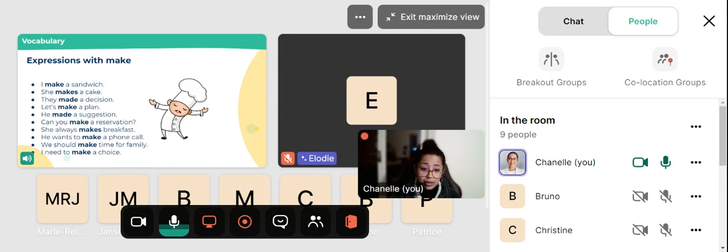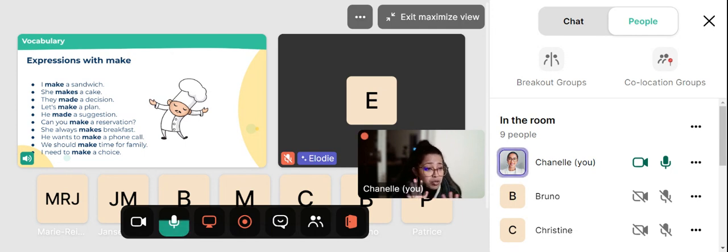So now we are moving on to the expressions with make. Quelques expressions. I make a sandwich. She makes a cake. They made a decision. Let's make a plan. He made a suggestion. Can you make a reservation? She always makes breakfast. He wants to make a phone call. We should make time for family. I need to make a choice.